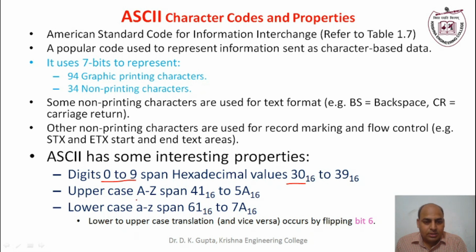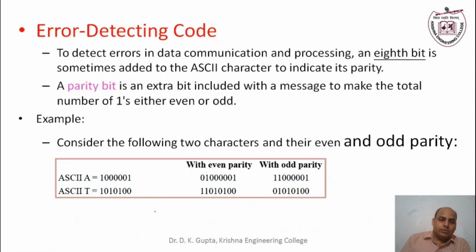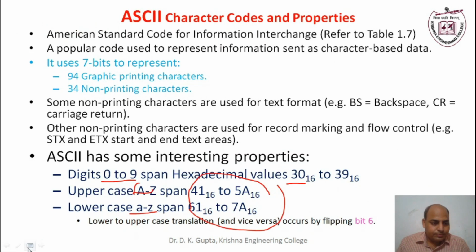Then uppercase letters A to Z vary from 41H to 5AH, and lowercase a to z vary from 61H to 7AH. So this is the equivalent ASCII code for A to Z in uppercase and for a to z in lowercase. So there is a table where we can easily determine the equivalent ASCII code for a particular digit. Right?